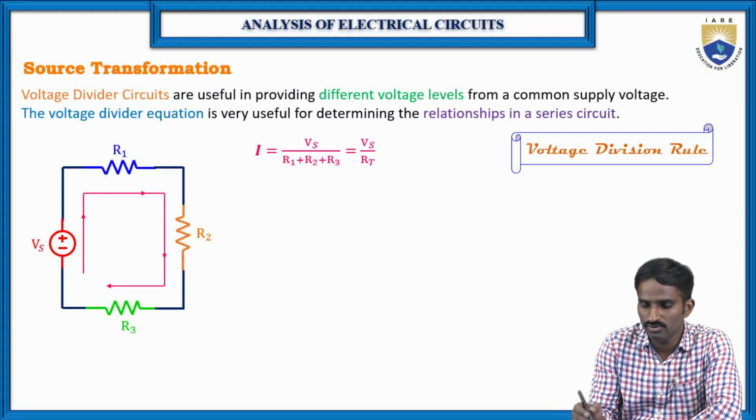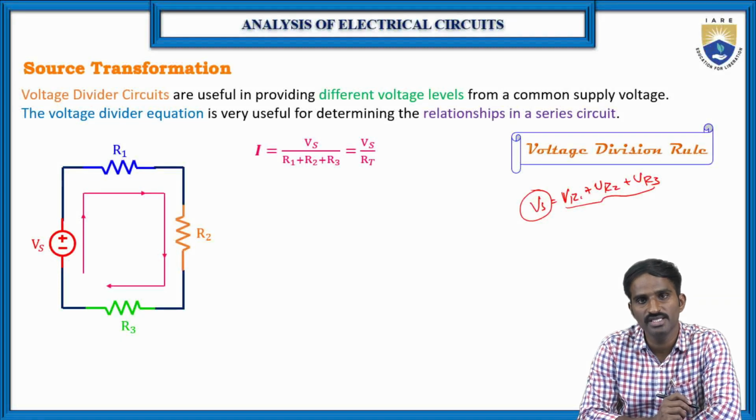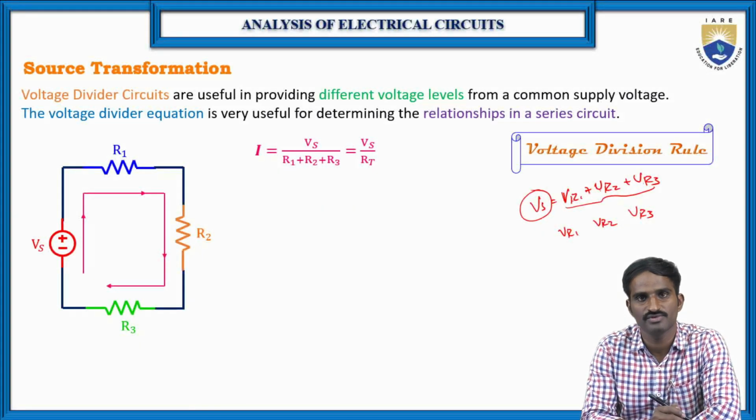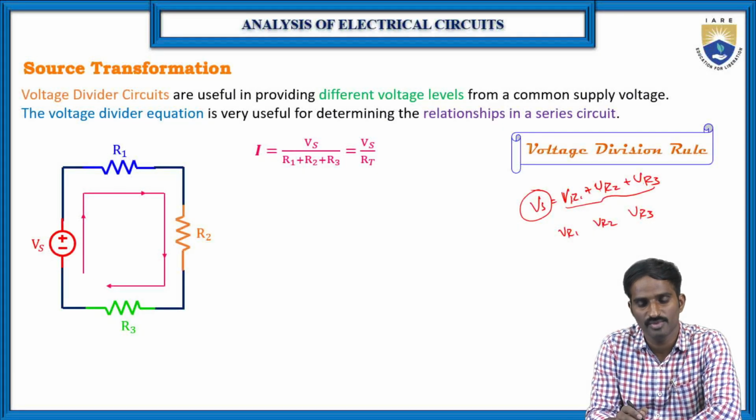As we know, according to KVL, Vs is equal to VR1 plus VR2 plus VR3. So this total voltage is distributed across the various resistors connected in series with that particular voltage source. Then how to find VR1, VR2 and VR3, because this total voltage is divided into three different voltages? That is the voltage division. First let us find the total current I. I is equal to Vs by R1 plus R2 plus R3, because I is equal to V by R.